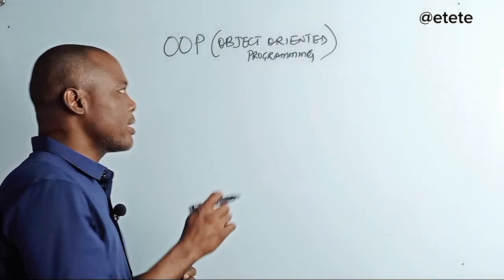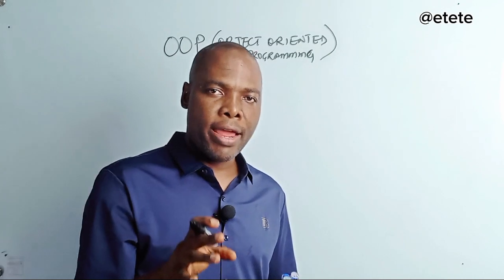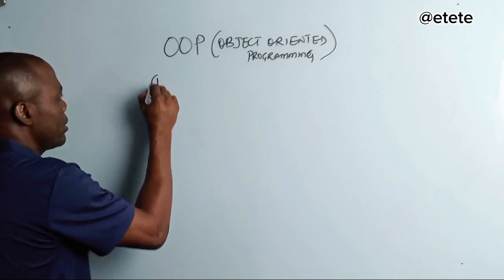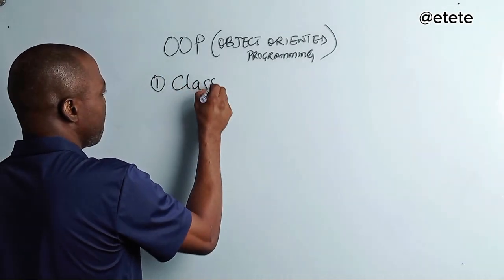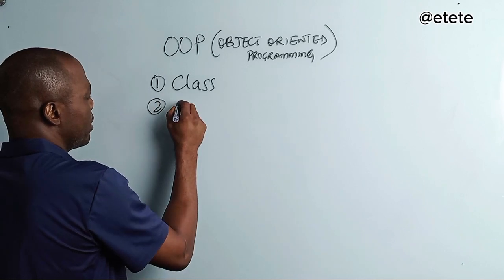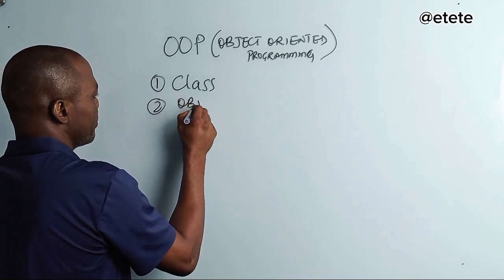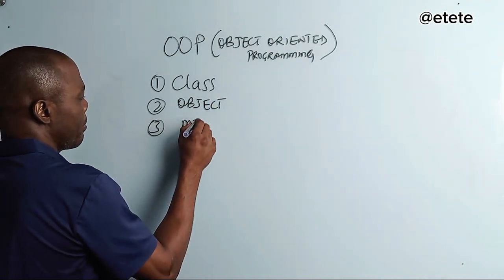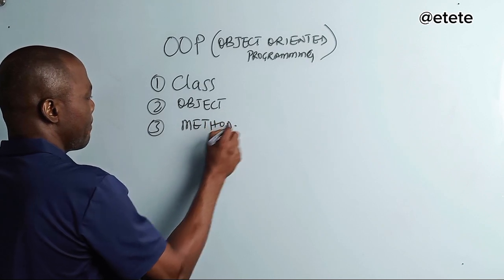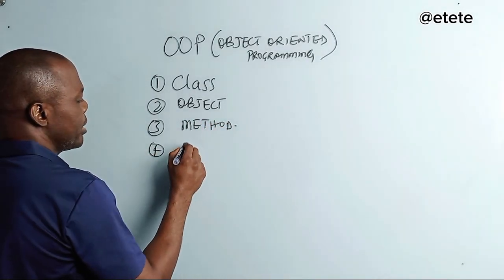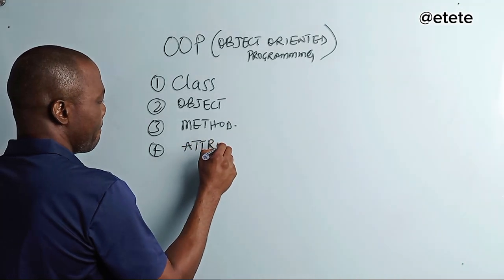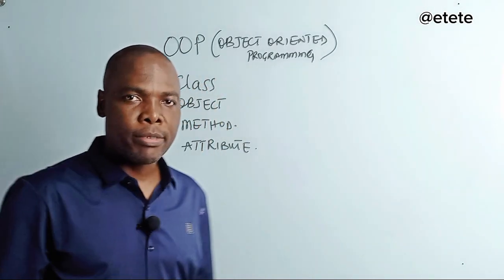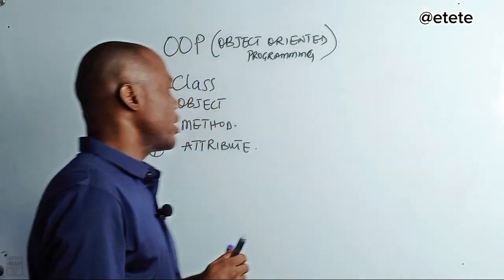And I told you in the last class that there are four concepts, at least for now, that I'm going to use to explain this. The first one is what? Class. The second one is what? Object. The third one is what? Method. And the fourth one is what? Attribute. So these are the four concepts that I'm going to use to teach you object-oriented programming.